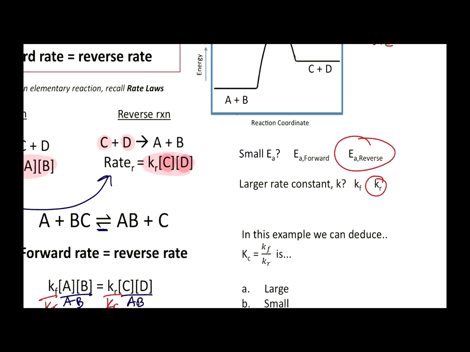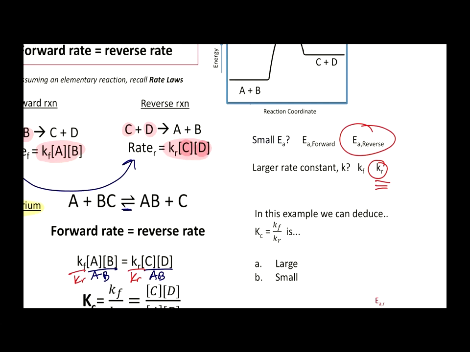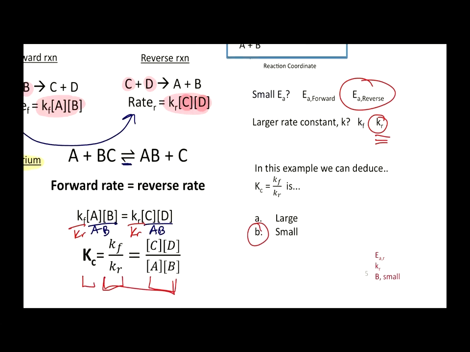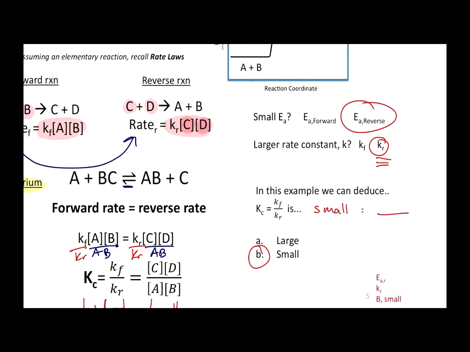Yes. All right, so if the reverse rate constant is big, how can we deduce the magnitude of K, our equilibrium constant? Is the equilibrium constant a big number or a small number? Small number, yes. Yeah, small number. So if our equilibrium constant is a small number, and K is the ratio of products over reactants, is there going to be more products at equilibrium or more reactants at equilibrium?